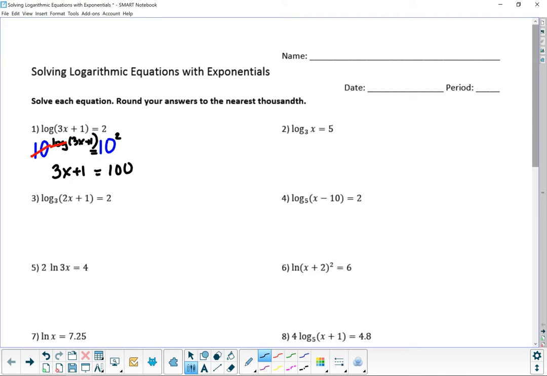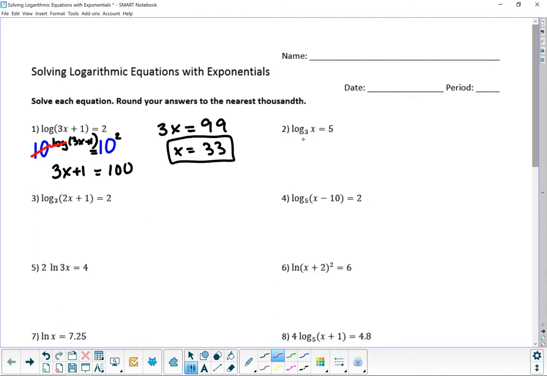The rest of it is just solving by any method you know how. I'm going to go ahead and subtract 1, so it'll be 3x equals 99. And I'm going to divide by 3, so I get my final answer of x equals 33. The rest of them you're going to work just like that.